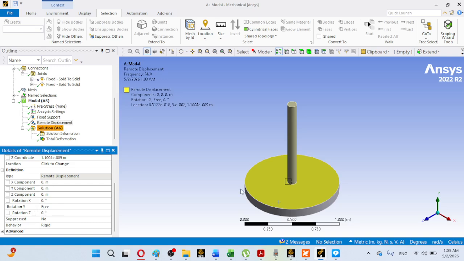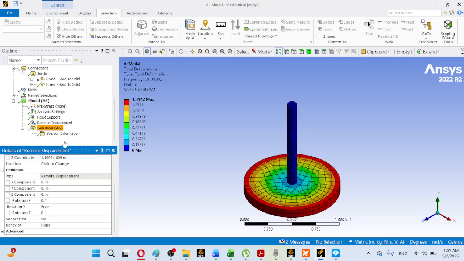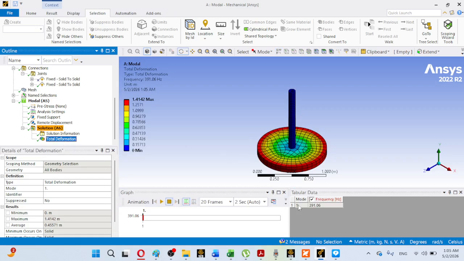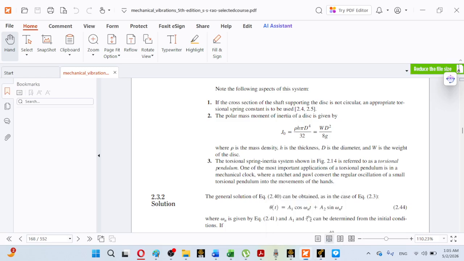Why is rotation y free? Because y is actually the polar axis which is perpendicular to this face. And here we had applied the fixed joint with this face of the extruded shaft and this face. So we had actually obtained the frequency to be 391.06.